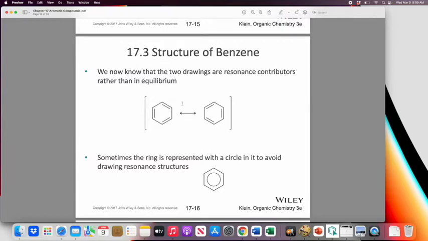So they knew that. They knew it was a ring. And they knew it was this perfectly symmetric molecule. And that was really bothering them for a long time because double bonds are supposed to be shorter than single bonds.